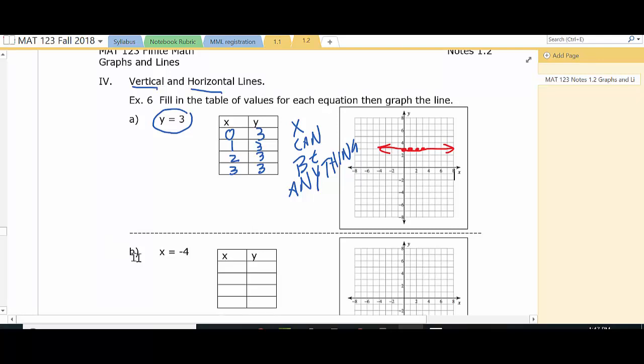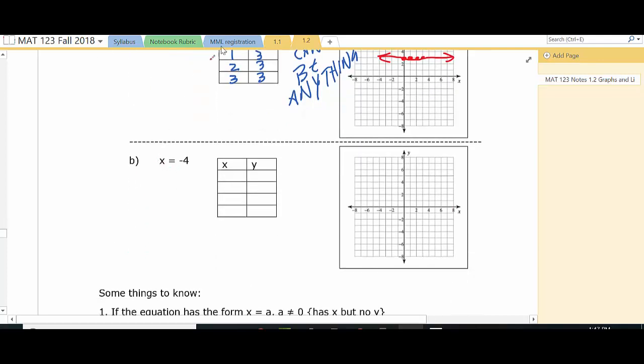Okay. The next problem is basically the same idea, except x this time. This doesn't have a y in it, so x is negative 4 always. All right. That's what it means. Now, in this problem, y can be anything. Okay, so just pick whatever you want for y. I'm just going to go 0, 1, 2, 3 again like that.